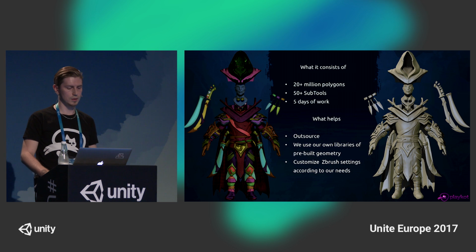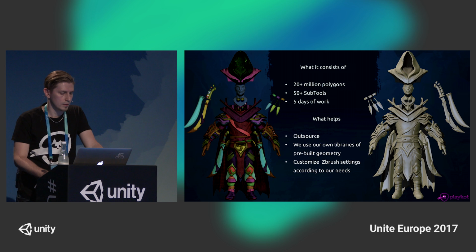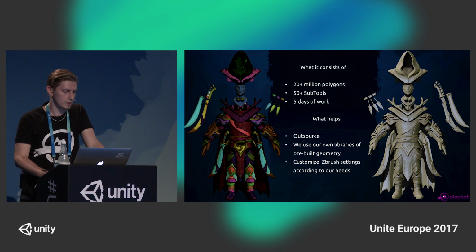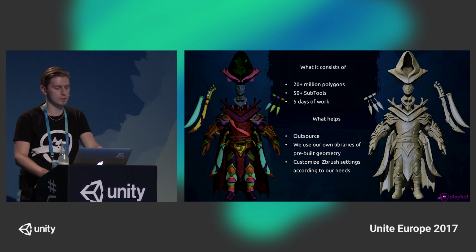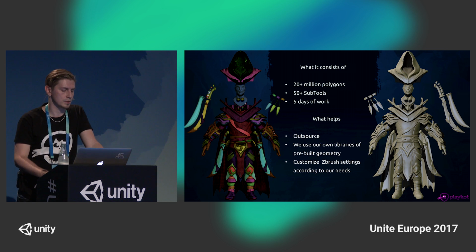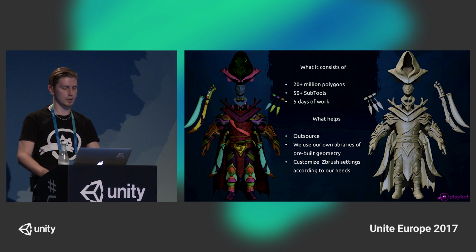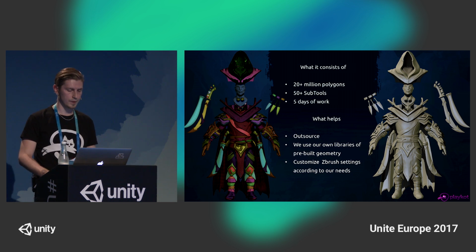So what do our high polys consist of? 20+ million polygons, 50+ subtools, and it usually takes about 5 days of work. And what helps us? Of course, the outsourcing team helps. We use our own libraries of pre-built geometry, and we customize ZBrush settings a lot according to our needs.